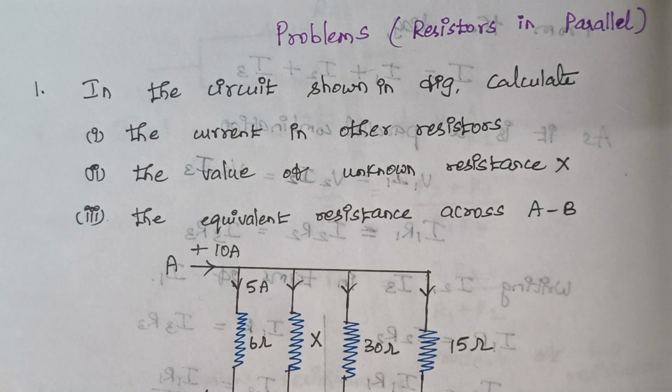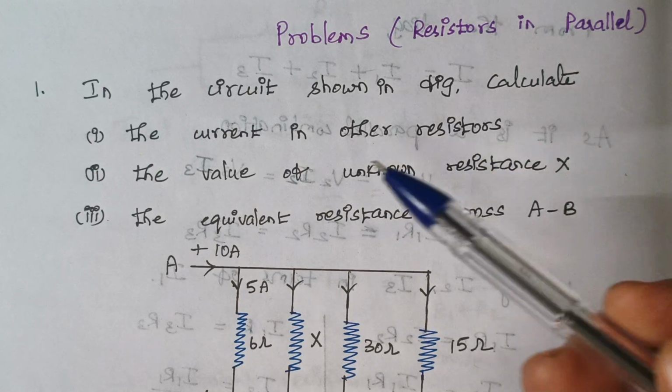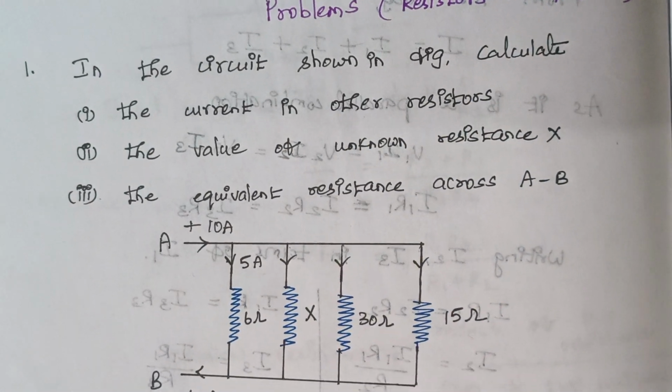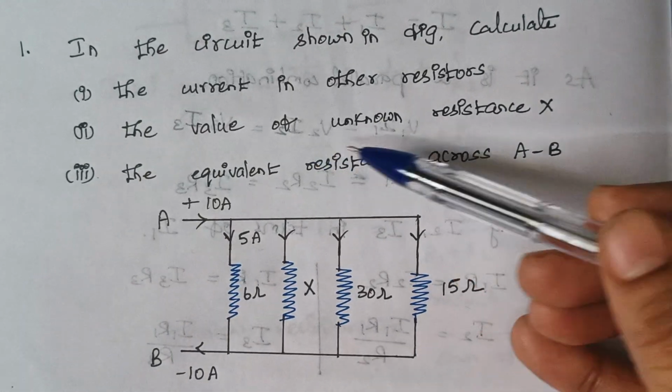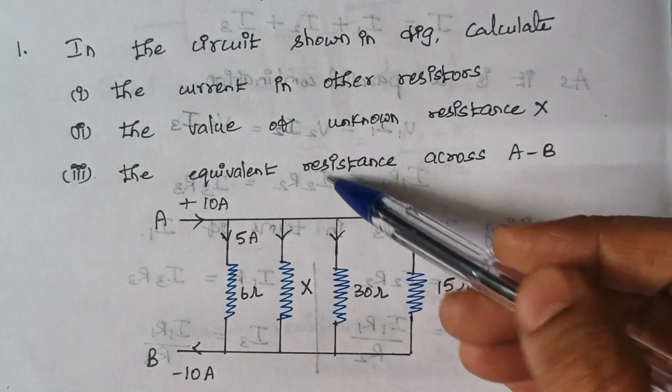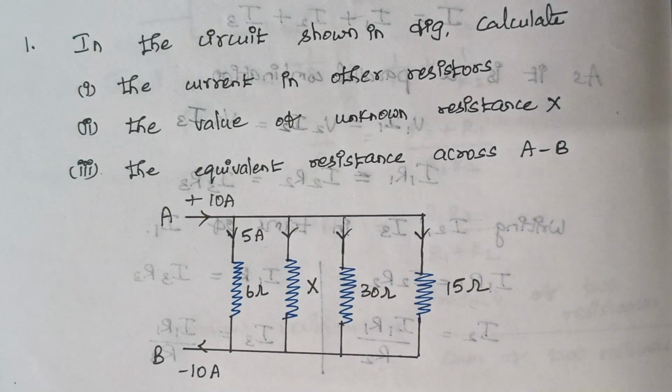Today we are going to discuss the problems under the topic resistors in parallel. So the first problem is: in the circuit shown below, calculate the current in other resistors, the value of unknown resistance and the equivalent resistance across AB.